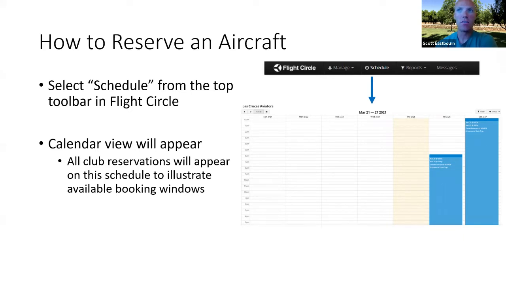But you'll see all of the reservations for both aircraft in this view, just like you would have in Book Our Plane. So here you could see Daniel had the Cessna reserved for this coming weekend, and that's what you see blocked out there.